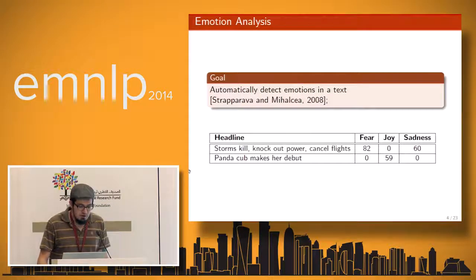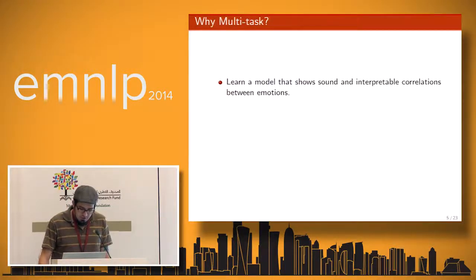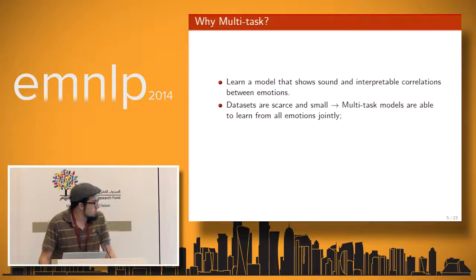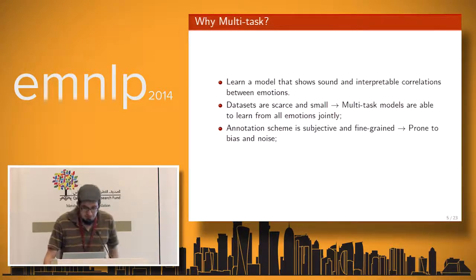And because it is fine-grained, and also because you usually have multiple emotions, we want to tackle this problem as a multitask regression. One of the reasons for that is that we have reasons to believe that these emotions interact between them in some way. So we want to learn a model where we can interpret these interactions and possible correlations. But also because usually data sets are scarce and small, these multitask models are able to make the most of these data sets by taking advantage of statistical strength from other tasks. And finally, the annotation scheme is subjective and fine-grained, which makes it quite prone to bias and noise.